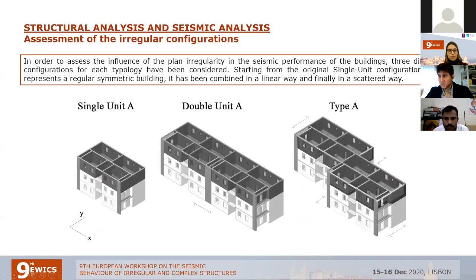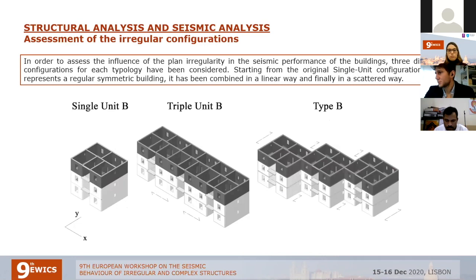In order to assess the regular plan of this type of buildings, we approached the seismic analysis studying three different buildings for each typology. The single unit, which is the regular one, then the doubling and the triple configuration of the two types, and finally the final types, which are the original ones with the scattered positions along the Y direction. This has been made for both typologies.